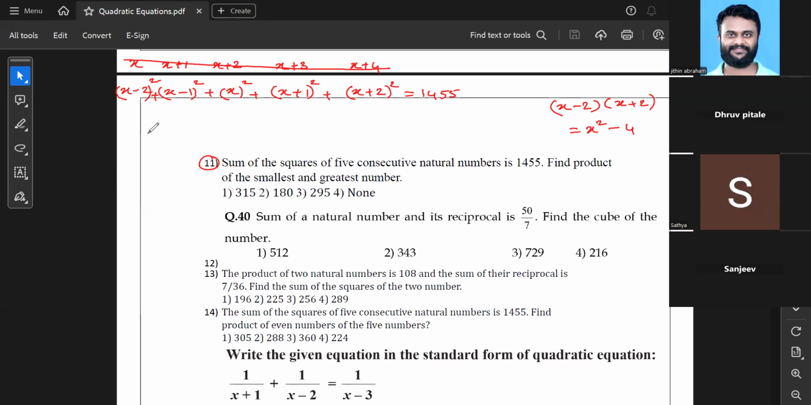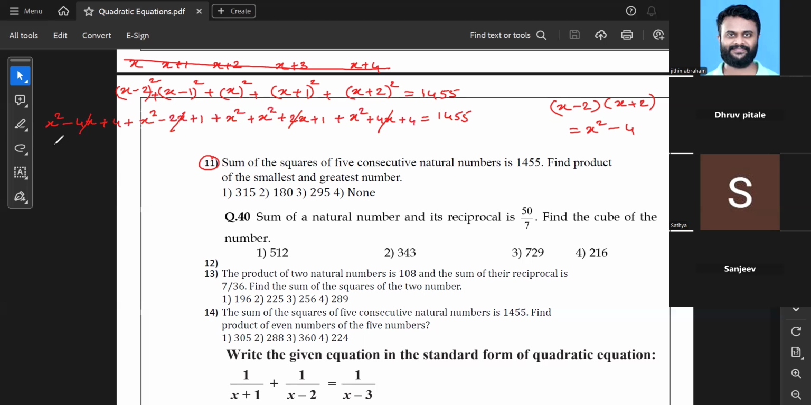Now let's try to decode this. X minus 2 the whole square will become x square minus 4x plus 4. Plus x minus 1 the whole square will become x square minus 2x plus 1. Plus x square. Then x plus 1 the whole square will become x square plus 2x plus 1. Then I will have x square plus 4x plus 4. Ultimately I have 1455 on the right hand side. Now I can cancel the minus 4x and plus 4x, and the minus 2x and plus 2x.